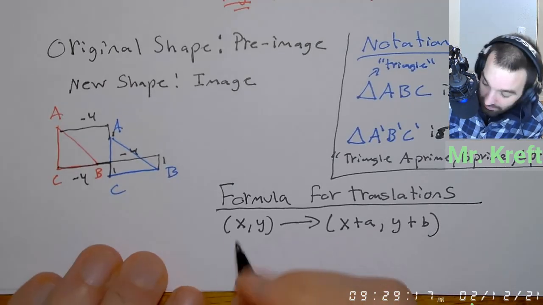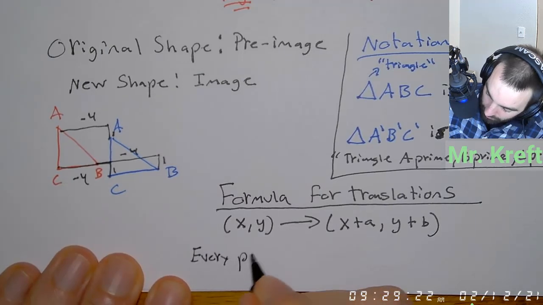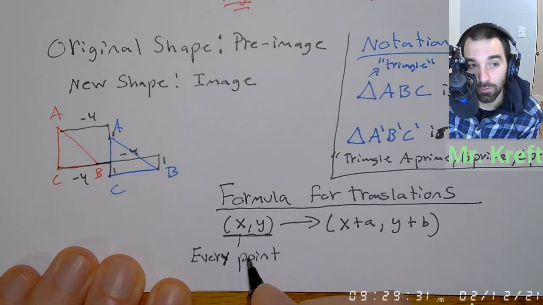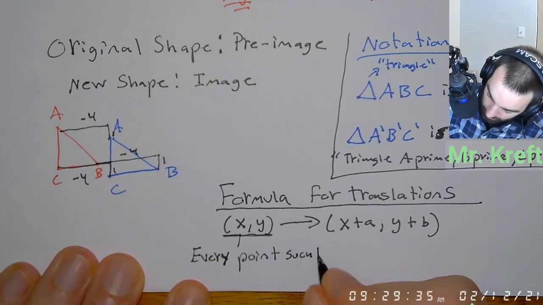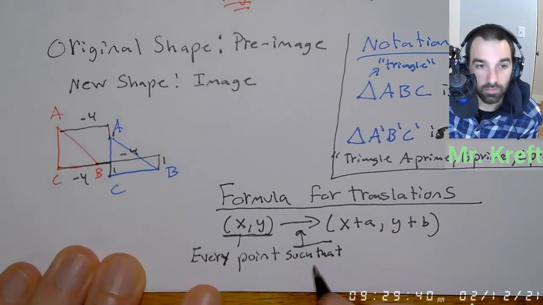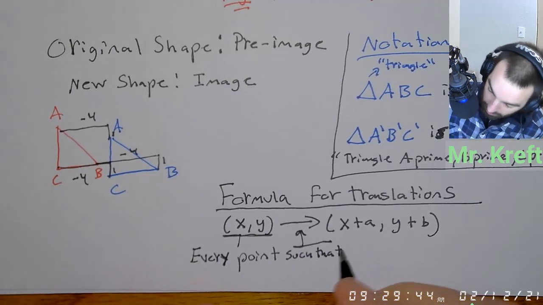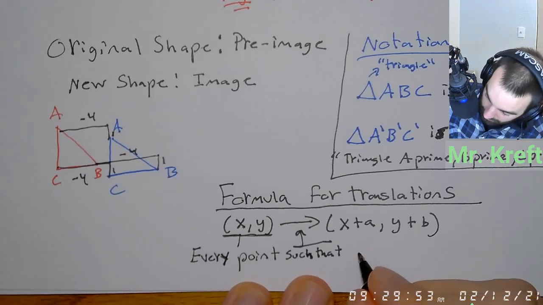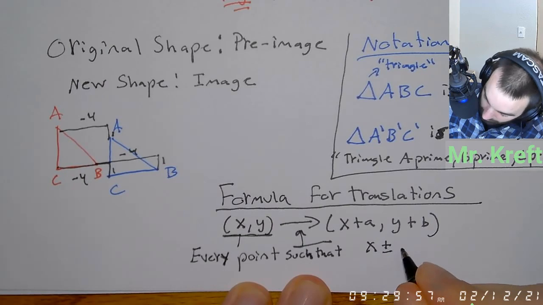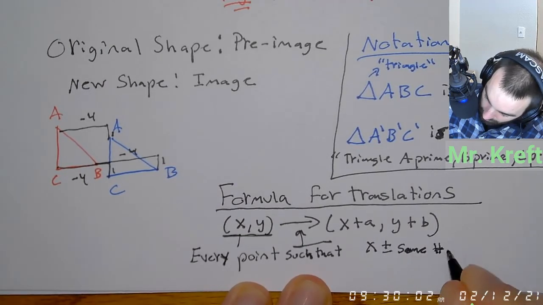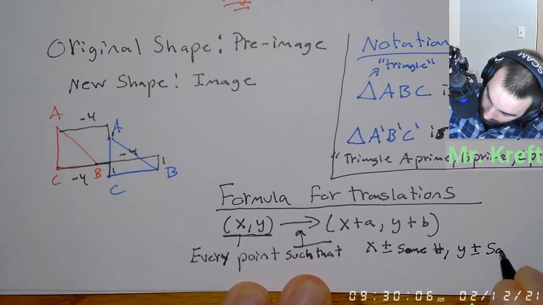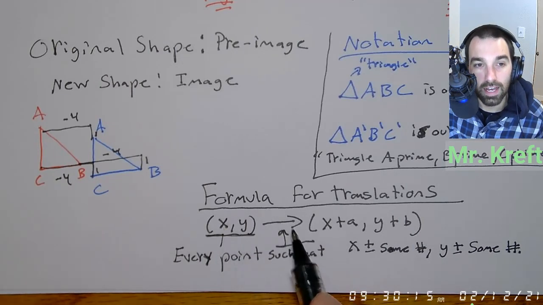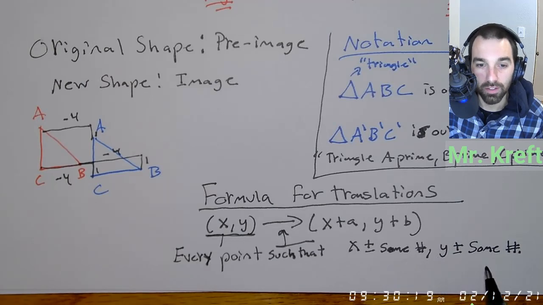All right, so what does this mean in English? This means every point, that's what this means right here. Every point, right? Because x and y represent all numbers, right? So every point such that, that's what the arrow means. So every point such that, and that's an H, not a K, right? That'd be inappropriate. Every point such that, okay? And then the last part reads x plus or minus some number and y plus or minus some number. Okay, so it's every point such that x plus or minus some number and y plus or minus some number.